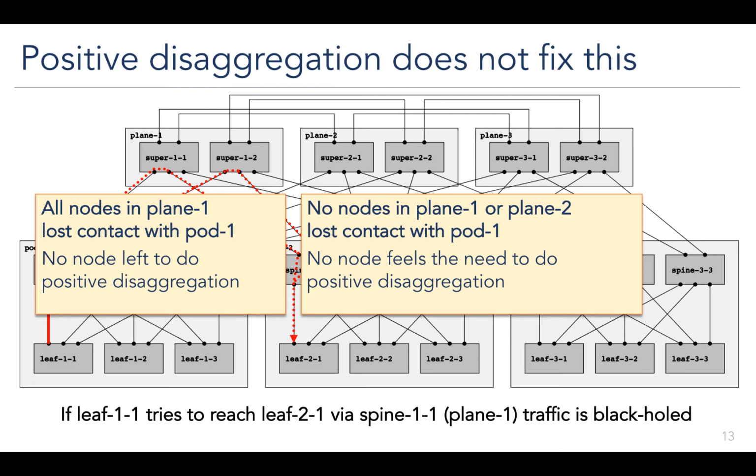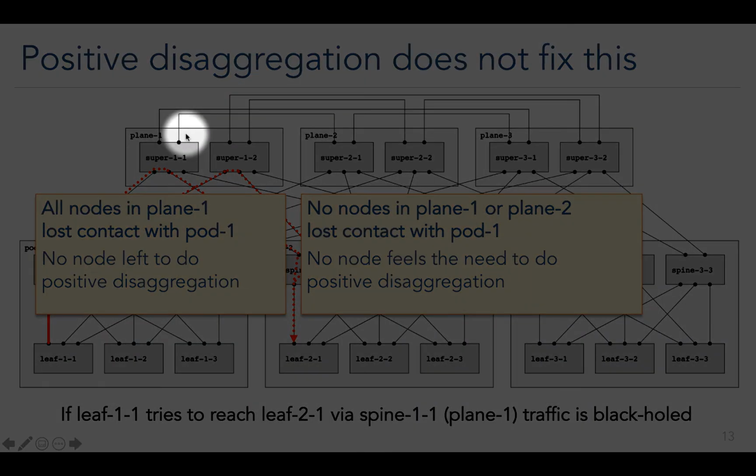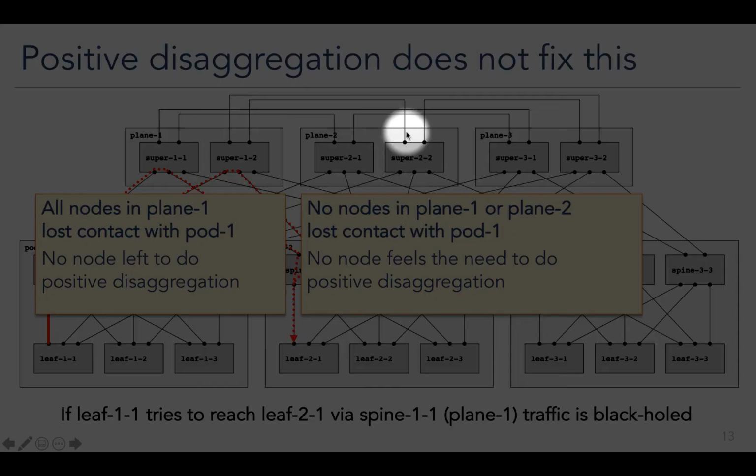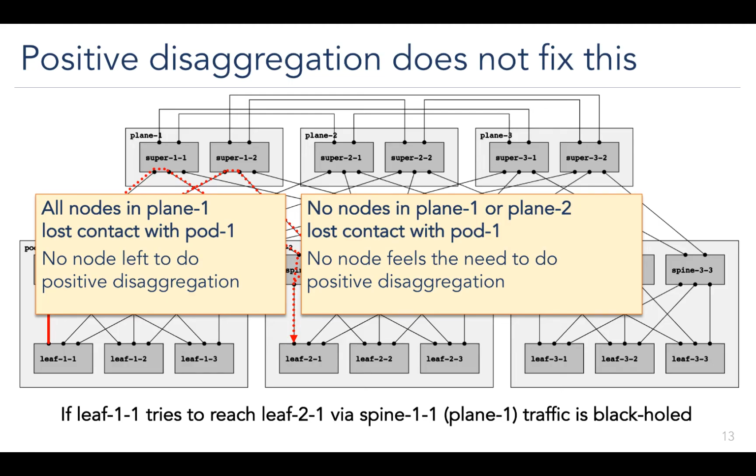Positive disaggregation cannot fix this particular type of failure. In positive disaggregation, a node starts advertising a positive disaggregation prefix when it notices that it can reach a prefix that one of its neighbors in the same plane cannot reach. In this particular scenario, that doesn't happen. In plane 1, none of the superspine nodes can reach pod 1, so nobody initiates positive disaggregation. On the other hand, in plane 2 and plane 3, everyone can reach pod 1, so once again, no one initiates positive disaggregation.